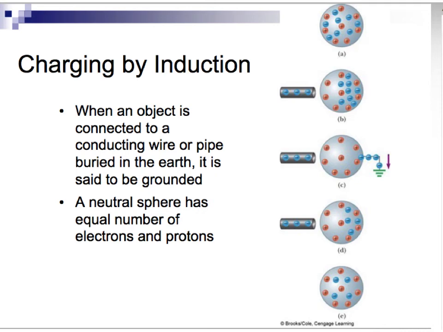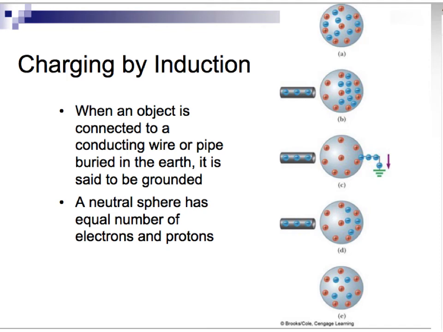So every home has a large copper or steel wire that leaves the home and goes into the earth outside of the house. Every single home does if you have electrical power in your house. So now these electrons can get even farther off of the sphere. And then when I disconnect the wire, they can't get back on. And when I pull the rod away, this is left with a negative charge.